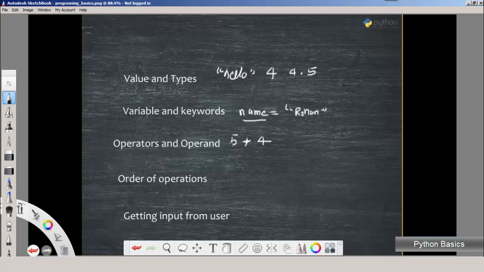So operands are the values we are going to operate on, and operators are the operations we are going to perform on operands. 5 and 4 are the operands and plus is the operator. We have a lot of operators: plus, minus, multiplication, divide, and so on. So let's have a look at how we can use the operators and operands and how we can compute it.